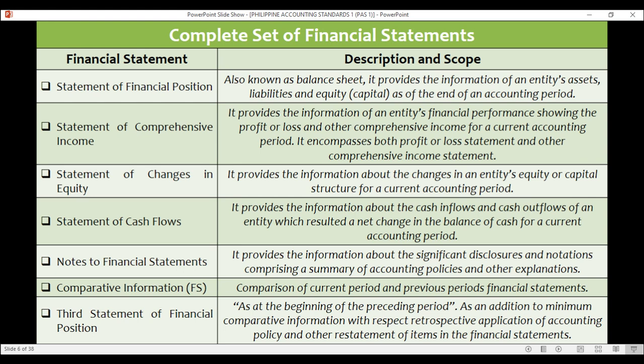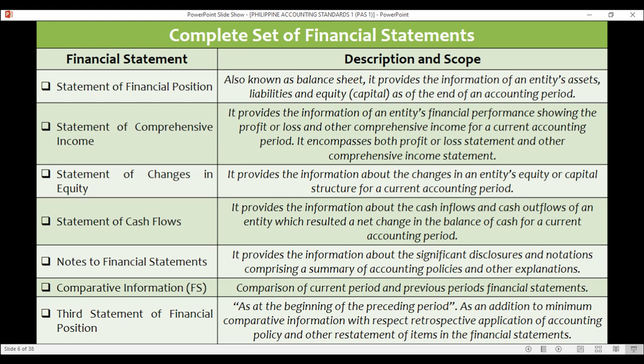Okay? So, statement of financial position, also known as balance sheet, provides information of an entity's assets, liabilities, and equity or capital as of the end of accounting period. Take note, the purpose of financial position is to provide information of the entity's assets, liabilities, and equity. Okay? And the clue phrase there is as of the end of accounting period, meaning all the accounts and the balances presented in statement of financial position are cumulative. Okay? Because as of the end of accounting period, meaning from one period to another.